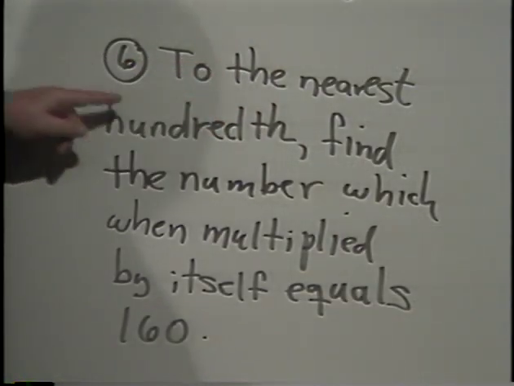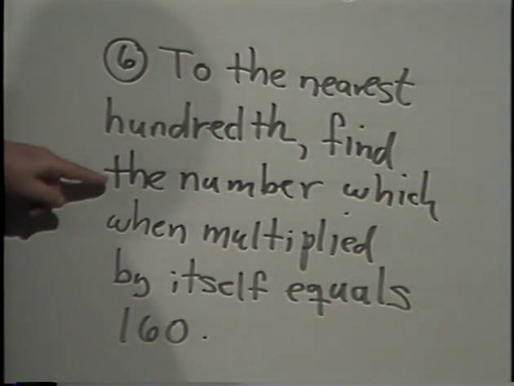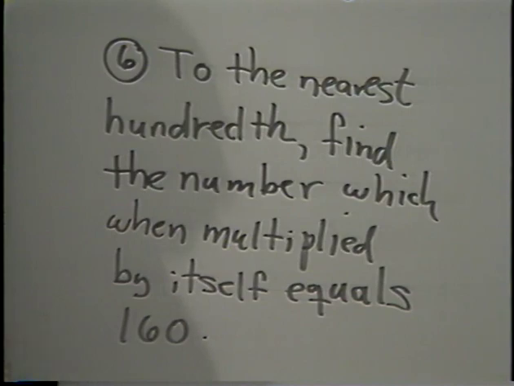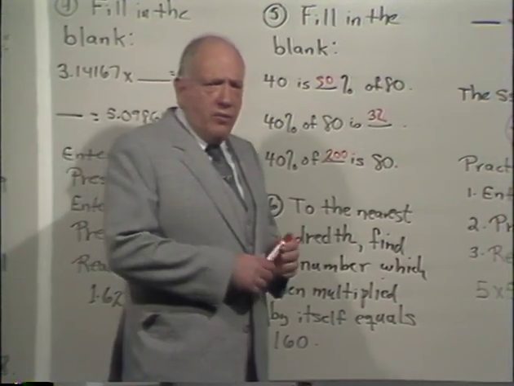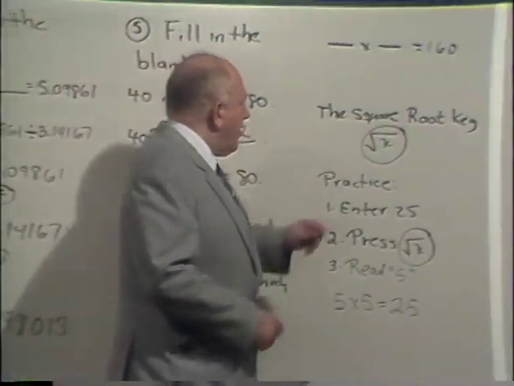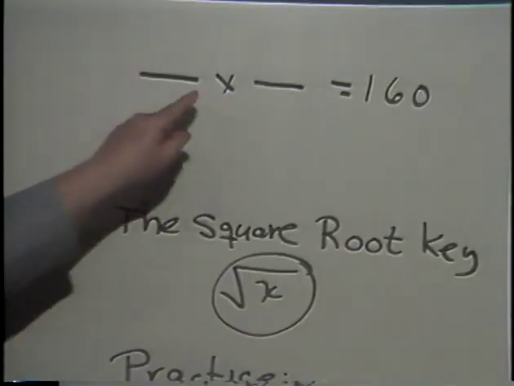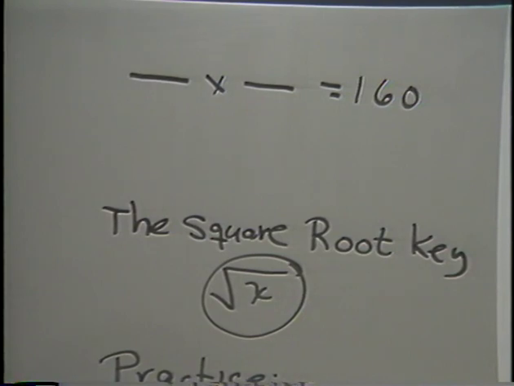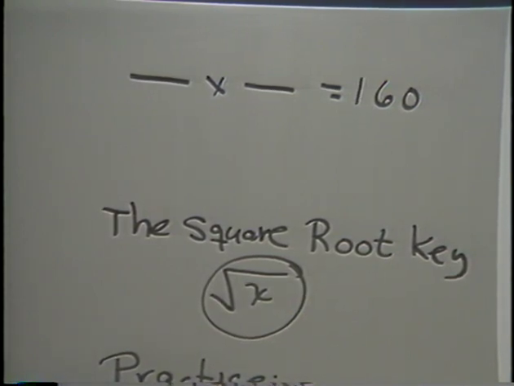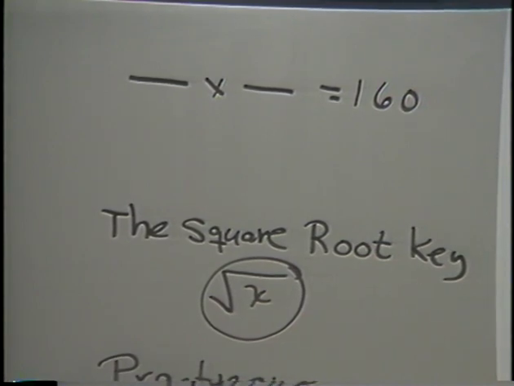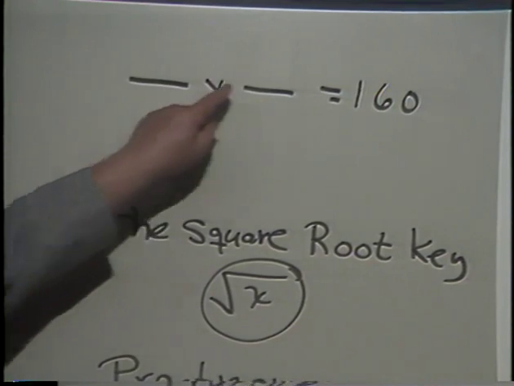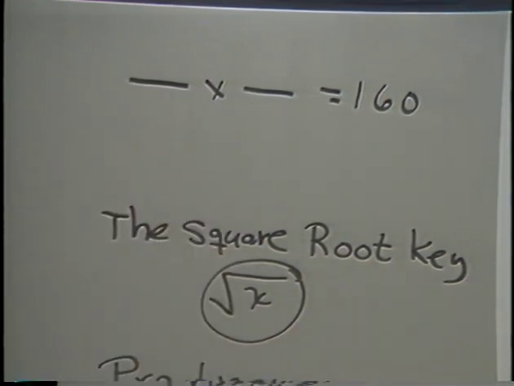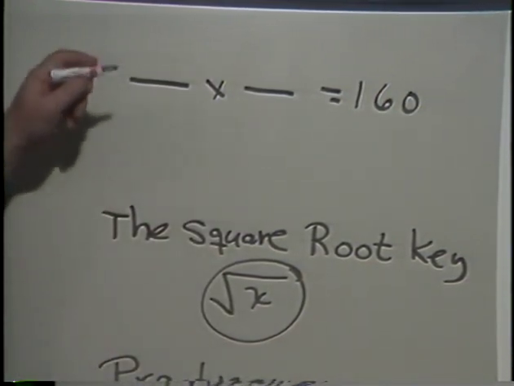It says, to the nearest hundredth, find the number which, when multiplied by itself, equals 160. In other words, what number multiplied by itself equals 160? By the way, this is another thing that happens in mathematics. When we use a blank like this, we usually mean that the same number goes into both blanks. I'll explain that more when we get to algebra in Module 12. But basically what I'm saying is, what one number can I put into both blanks to make this a true statement? Well, let's take a wild guess.